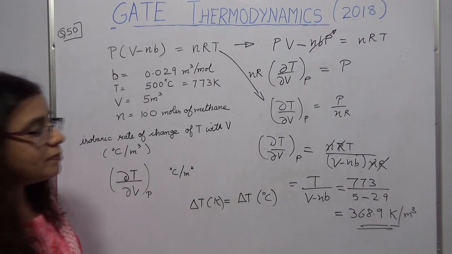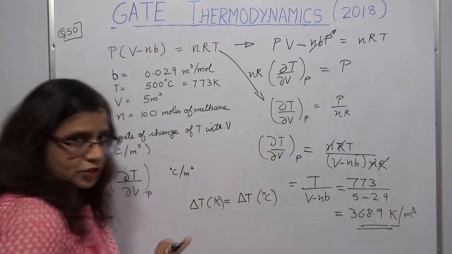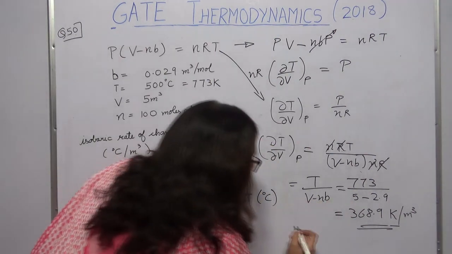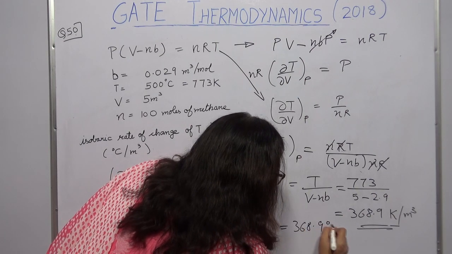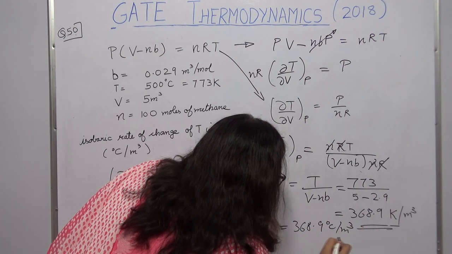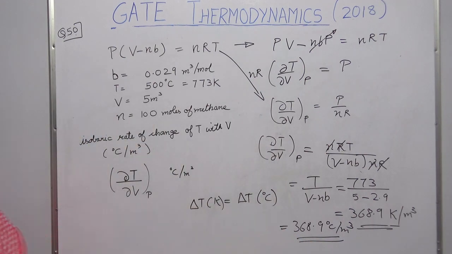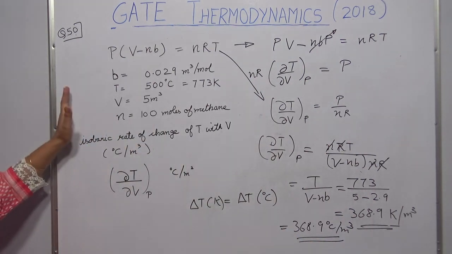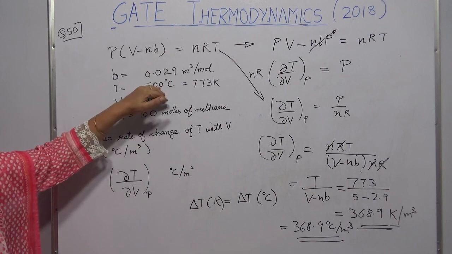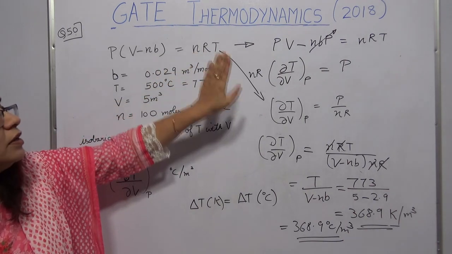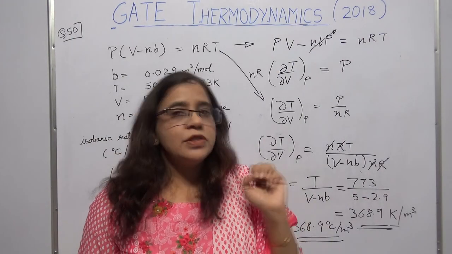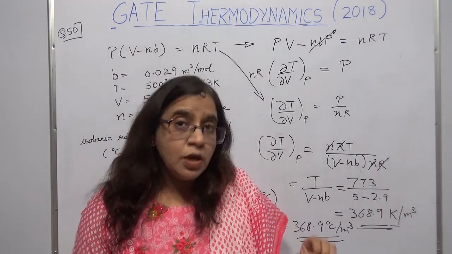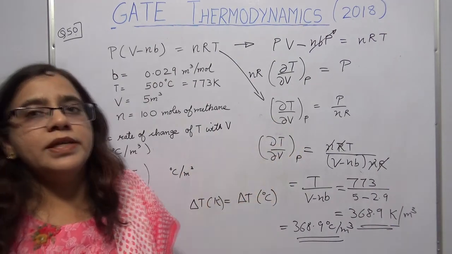So since I am calculating delta T by delta V essentially over here, equally well I can write 368.9 degree centigrade per meter cube. Okay, so this is the answer which is given in the key, and don't make the mistake of putting 500 over here. Okay, convert it into Kelvin. I am emphasizing it again and again because this is the only mistake which you can make. Otherwise your problem is very simple.